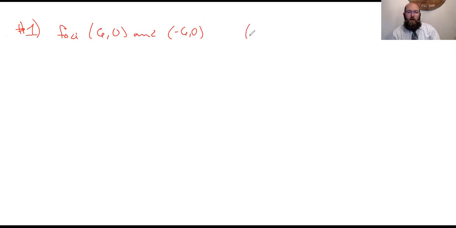Okay, let us start off. This is going to be number 1 on the worksheet associated for one of my students. And that gives us the information that our foci are (6, 0) and (-6, 0). Keep in mind, this could be written as plus or minus 6, 0. Okay, so those are the same things. And they told us that there's a distance of 10.